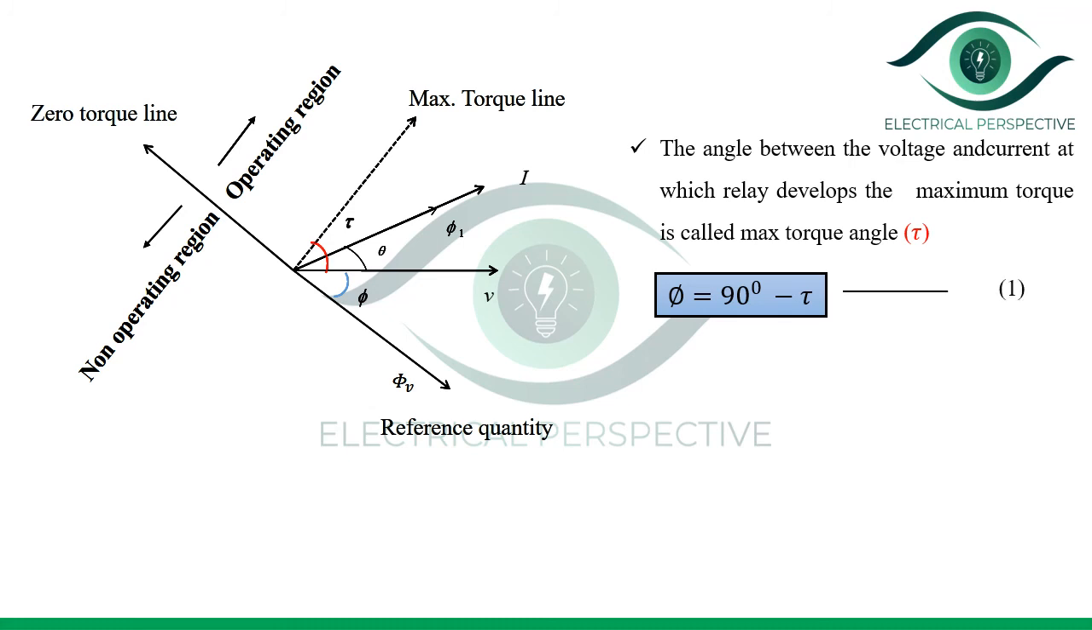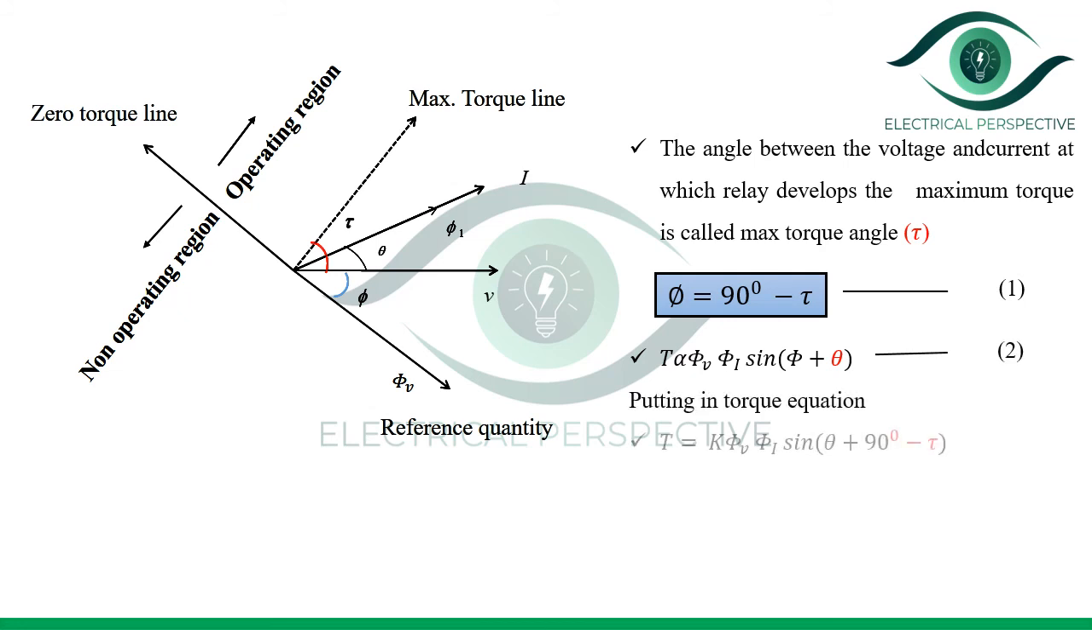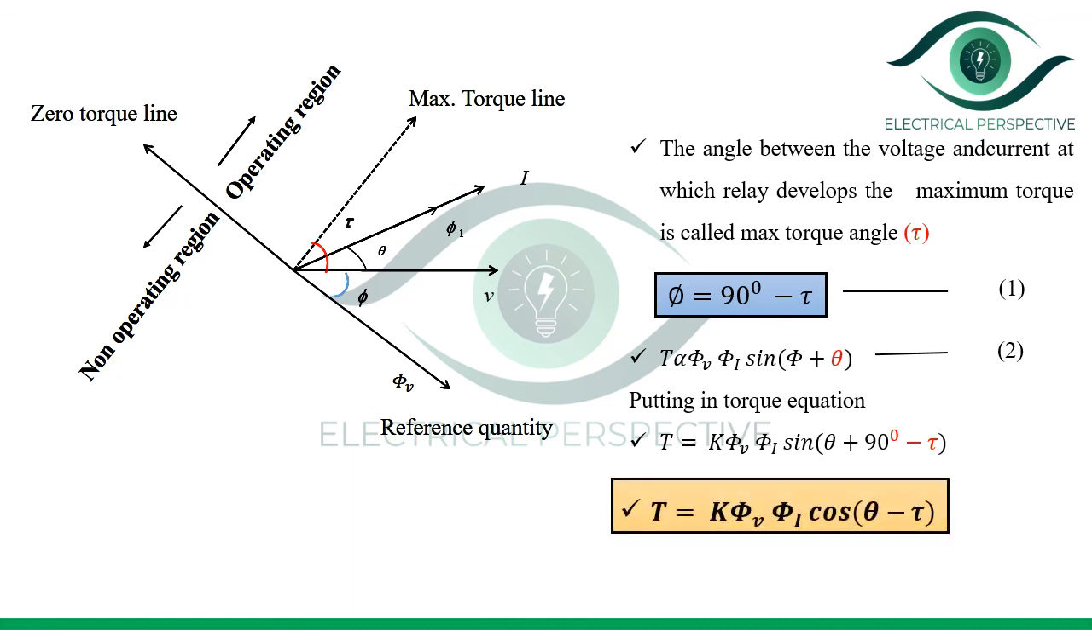Also we know that the torque is proportional to phi V phi I sin(phi plus theta), and let it be equation number 2. Now putting equation 1 in equation 2, we get T is equal to K phi V phi I sin(theta plus 90 minus tau). Here the sign of proportionality is replaced by the constant K. So finally we get T is equal to K phi V phi I cos(theta minus tau).